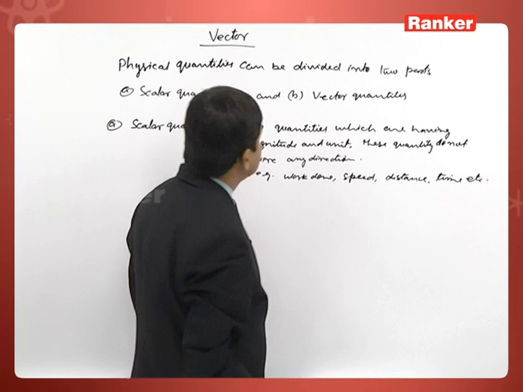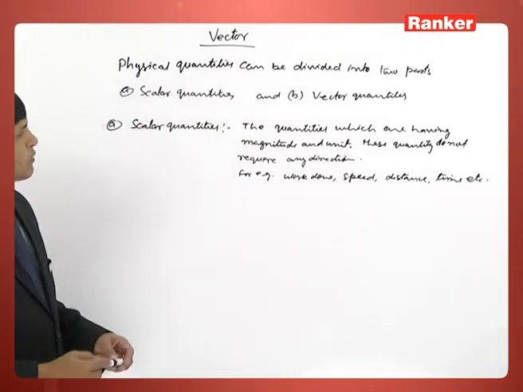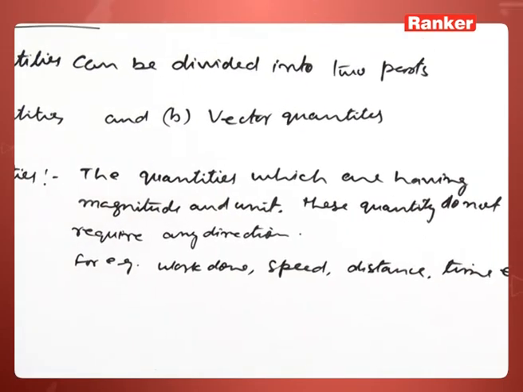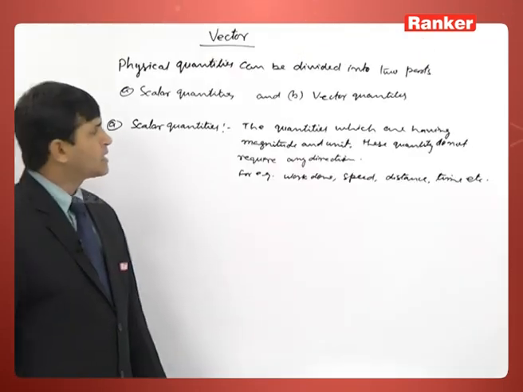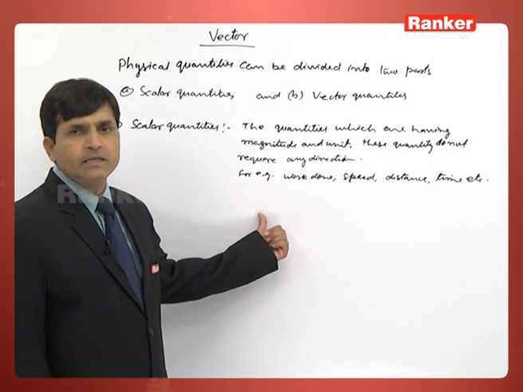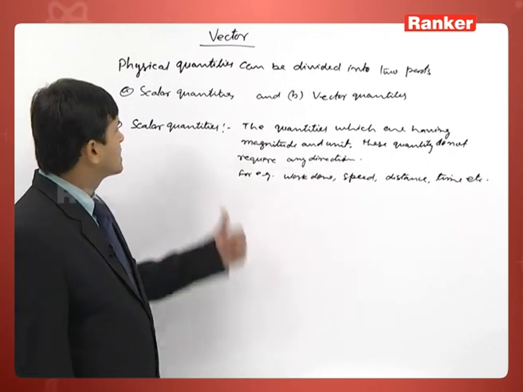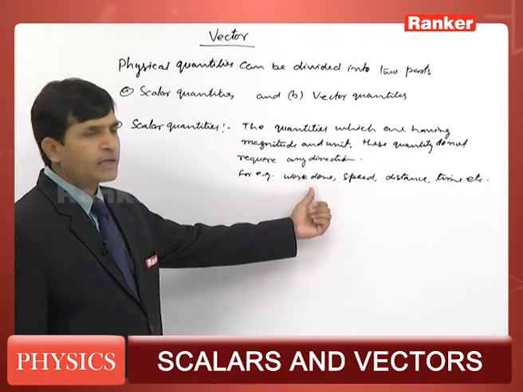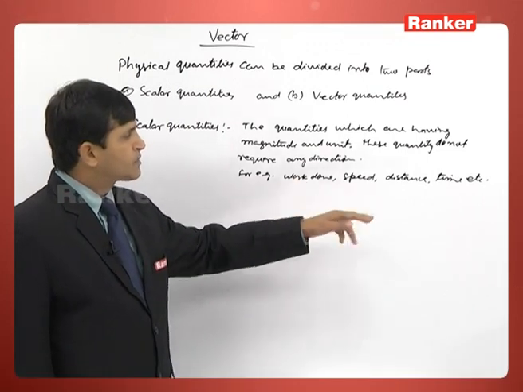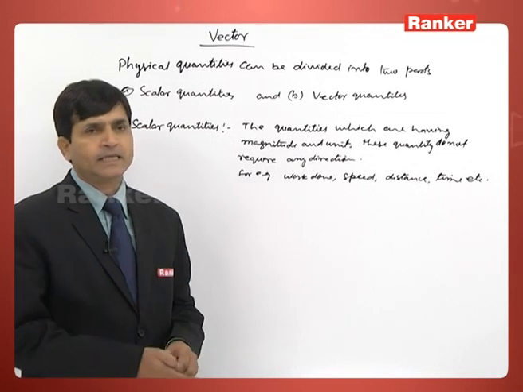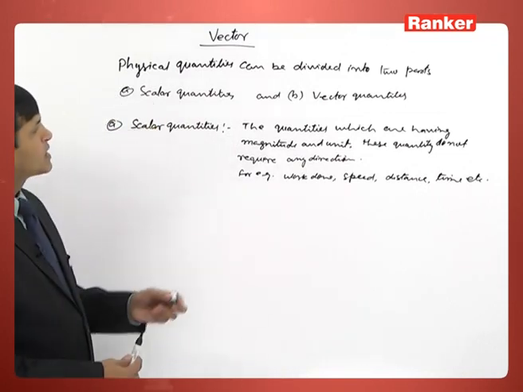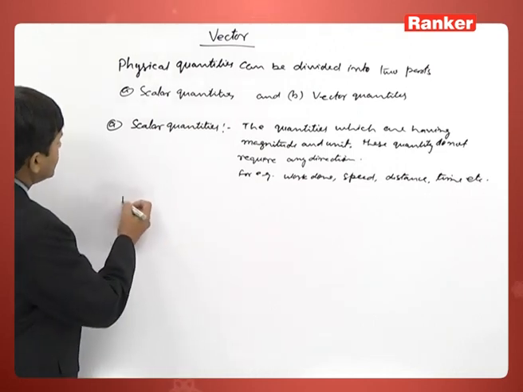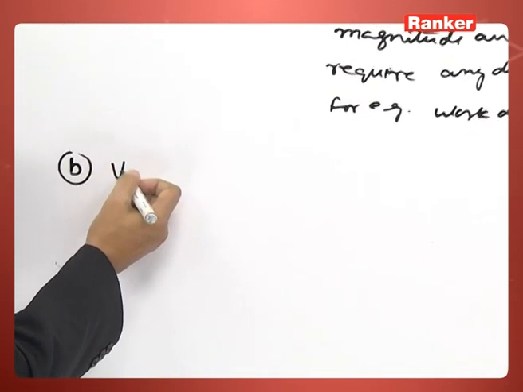So scalar quantities are those quantities which have magnitude and unit only, and these quantities do not require any direction to express. Such quantities are called scalar quantities. For example, we have work done, speed, distance, time, etc. Now, when we are talking about vector quantities, in general we can say like this.